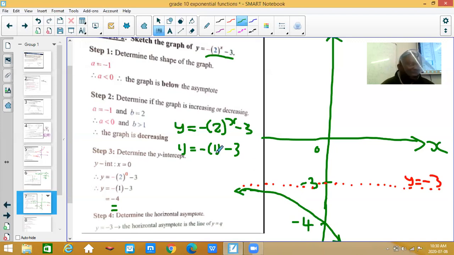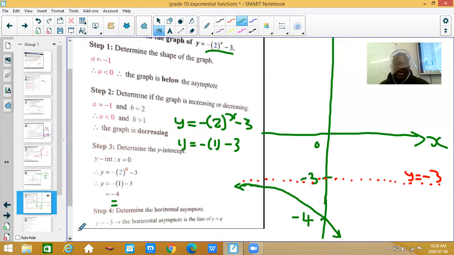Let me stop there for a while. Are you following? This graph will cut the y-axis at negative 4. Now they say to determine the horizontal asymptote. The horizontal asymptote, we already worked it out. So our graph is something like this. Anyone with a question pertaining to what I have said so far? Are you following? Yes.